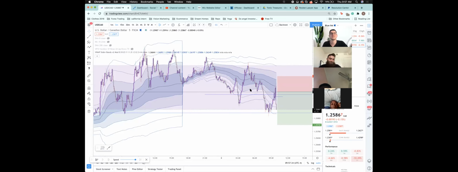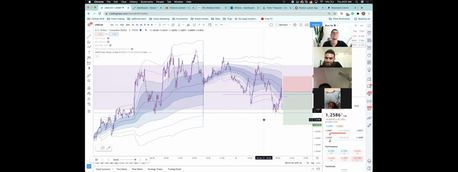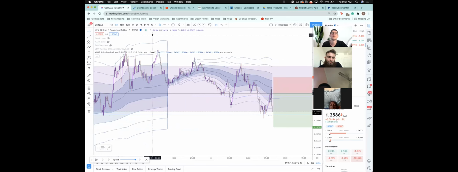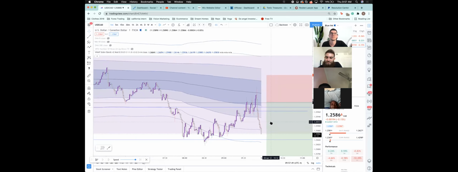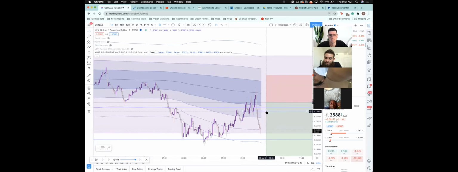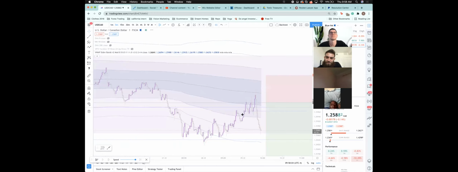Sometimes it's good to be patient. Sometimes it runs, but we don't want to chase it and get caught offsides. Looking back on it, guys, where could we have gotten in on this? Sometimes there is no entry if you're being this patient. Even on the 1 minute, I would have wanted price to come back up into this area and then reject.